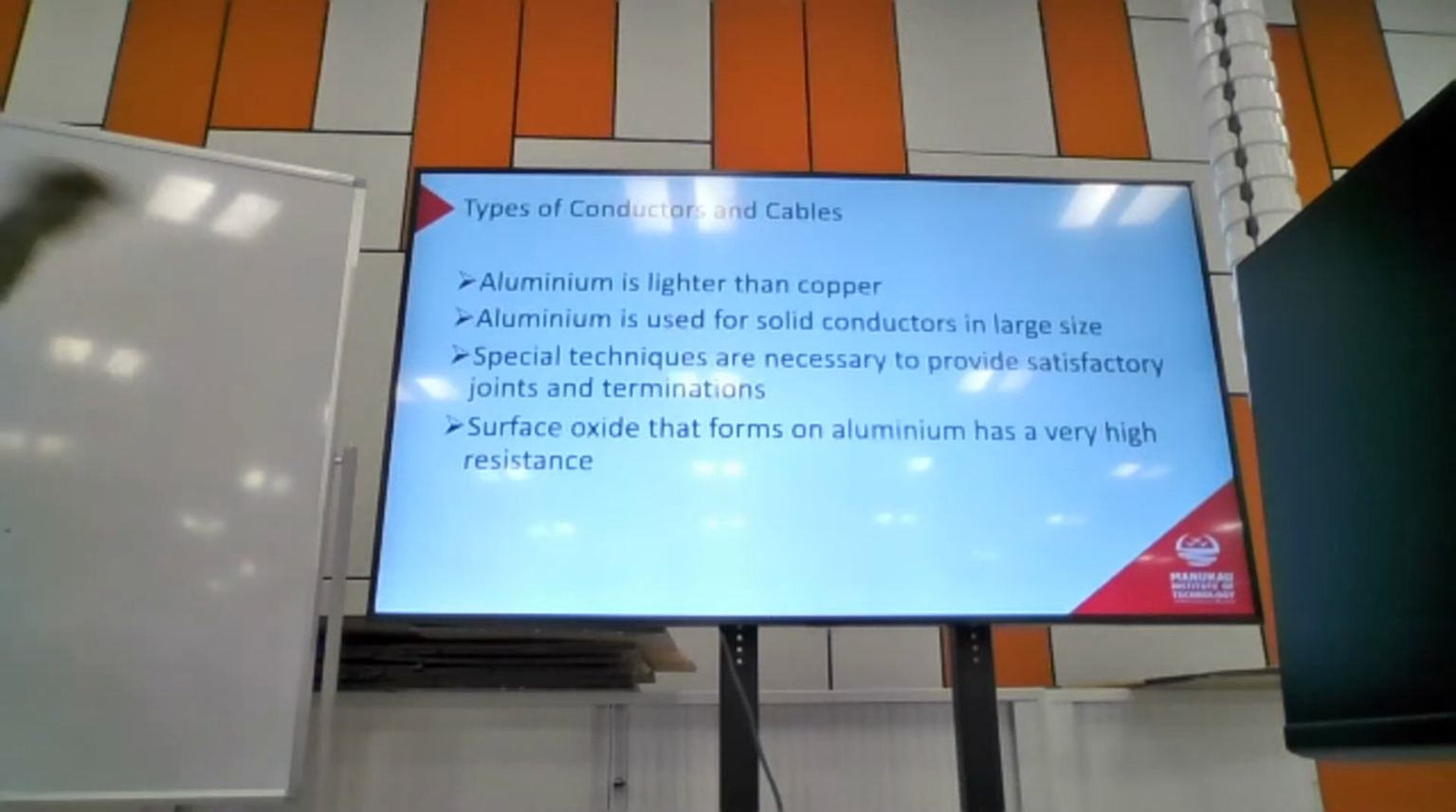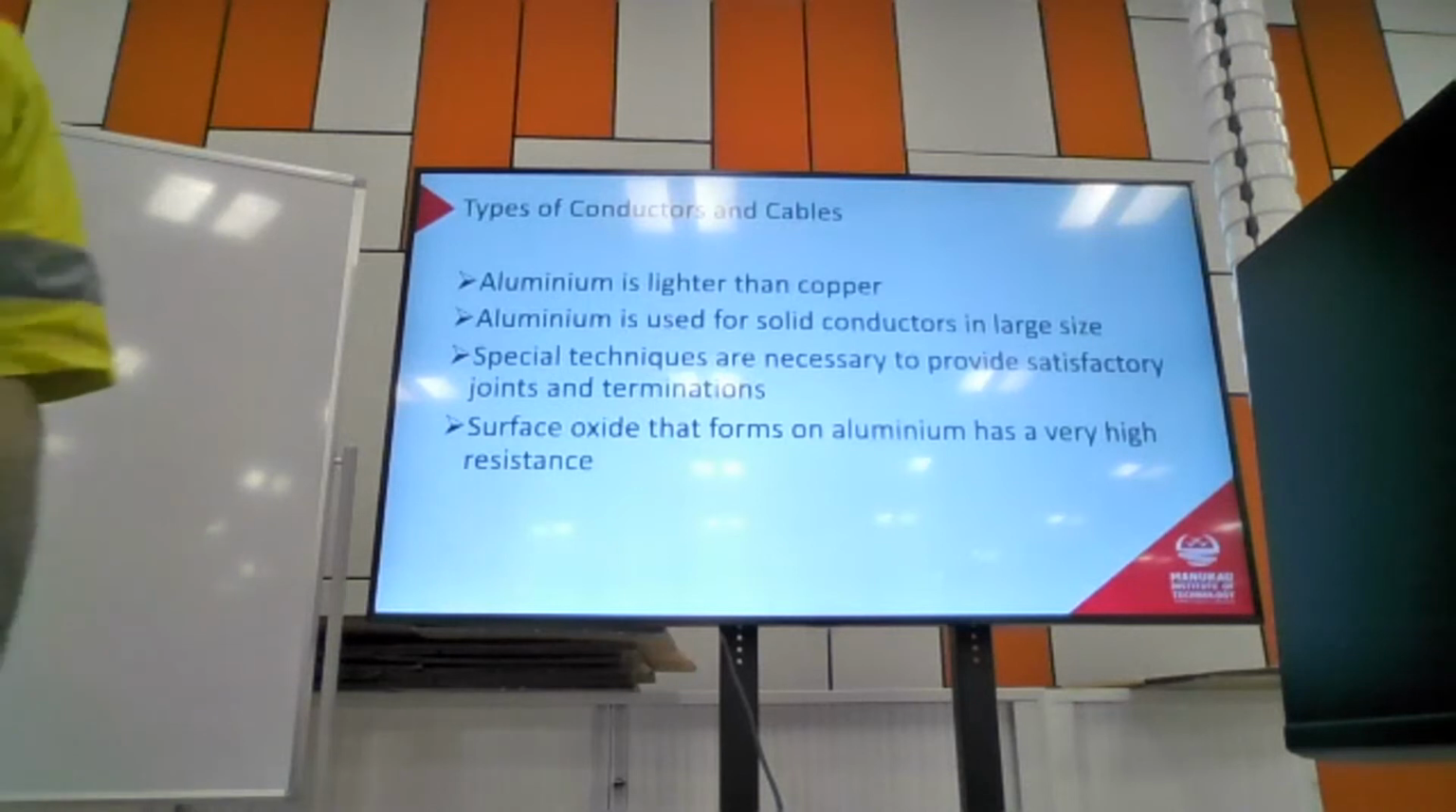Yeah, so the surface oxide that forms on the aluminium has a very high resistance, as it says there. So when we're doing that joint, we can't just join on the outside of the cable without doing anything, because we're not going to get a good joint. That oxide layer has a high resistance.